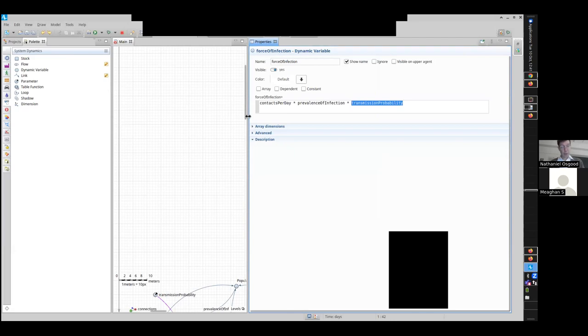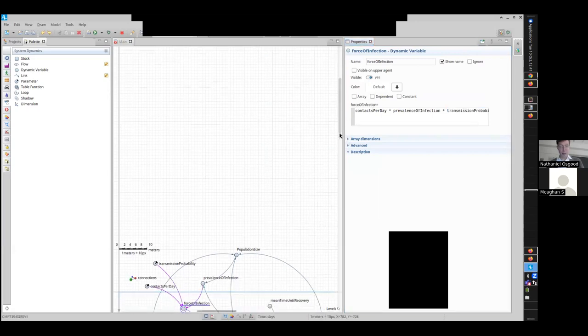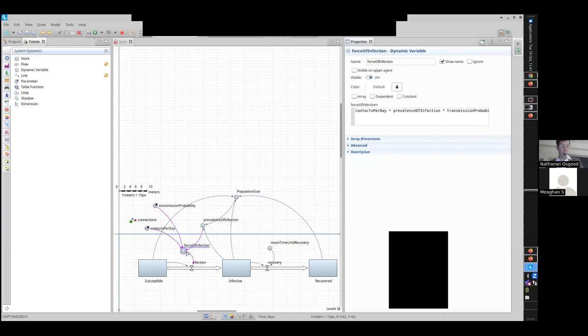Okay, so this person, a susceptible in that situation, would have a 0.4 chance, a 40% chance per day of getting infected. That would be their force of infection, their chance per day, the probability per day of getting infected.